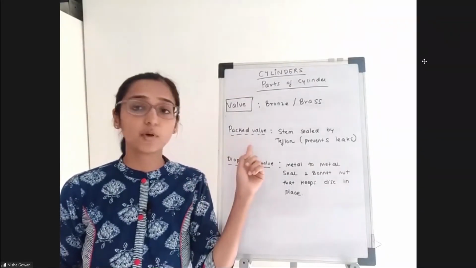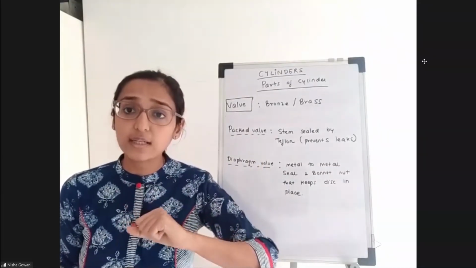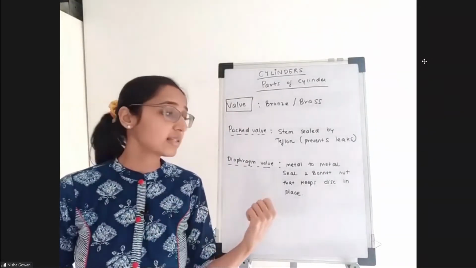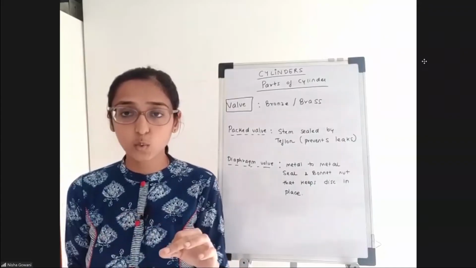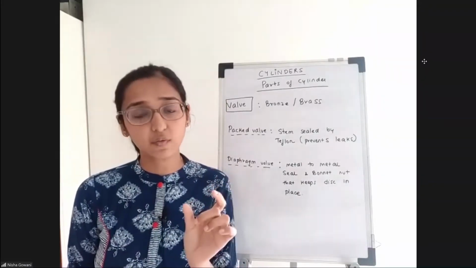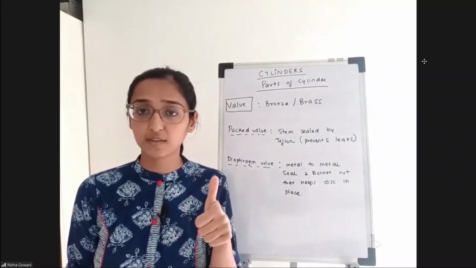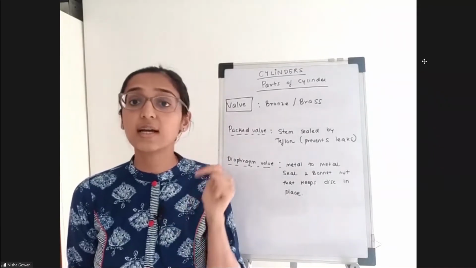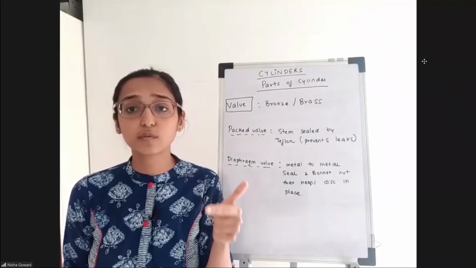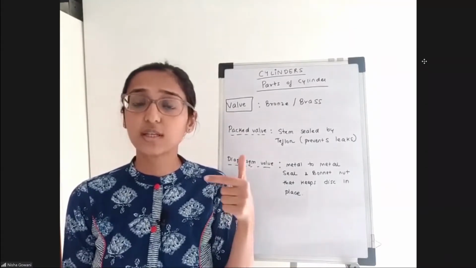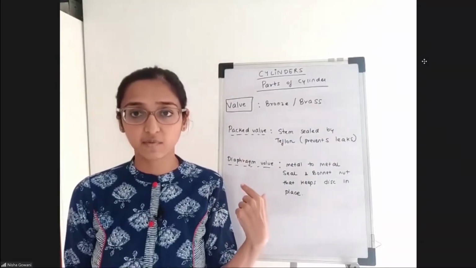Now the pack type of valve requires at least 2 to 3 rotations to open the valve, whereas the diaphragm type of valve does not need so many rotations. Within a half or three-quarter turn, the valve will completely open. So that's the benefit of the diaphragm valve, that fewer rotations are needed. The second benefit is that the chances of leaks in the diaphragm valve are very, very low. So these are the two advantages of the diaphragm valve.